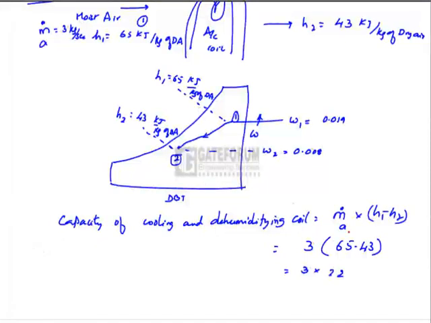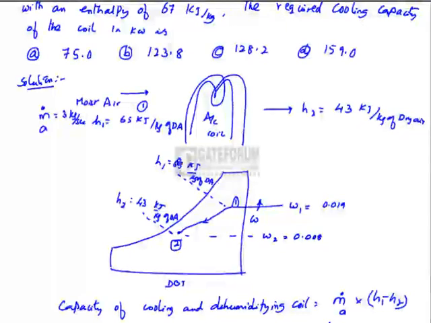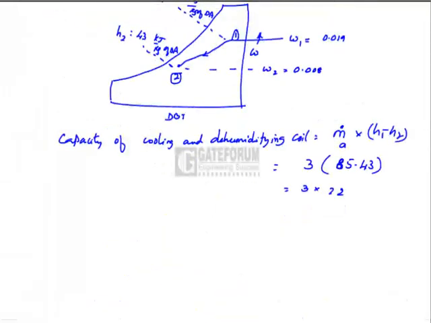I'm sorry, the inlet enthalpy is given as 85. Correct, making that correction. Please make the correction that inlet enthalpy of air entering the coil is 85 kilojoule per kg of dry air. So 3 into 42, it comes to 126 kilowatts. The answer would be 126 kilowatts.